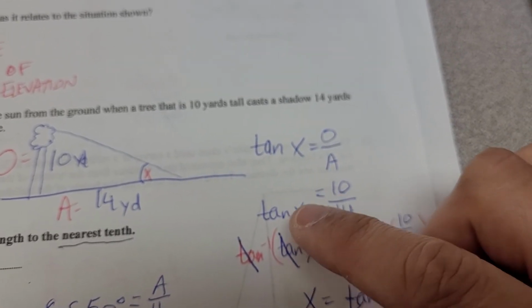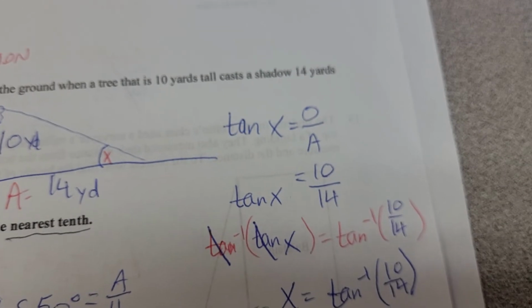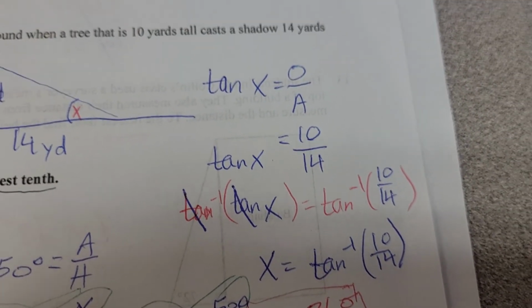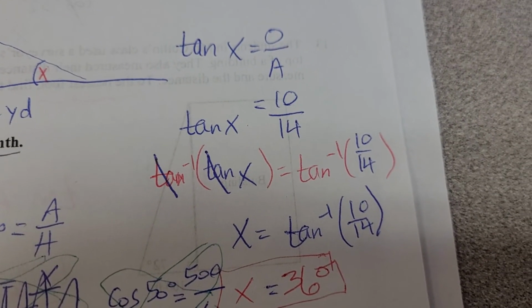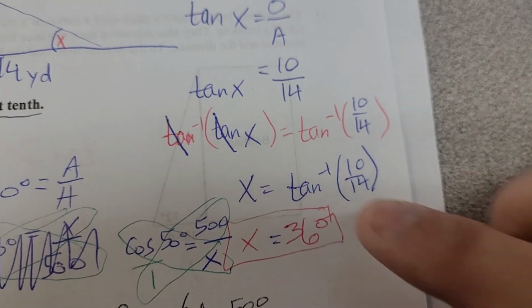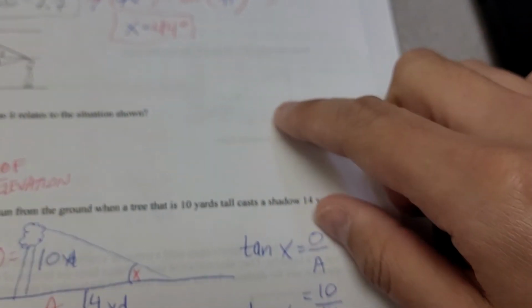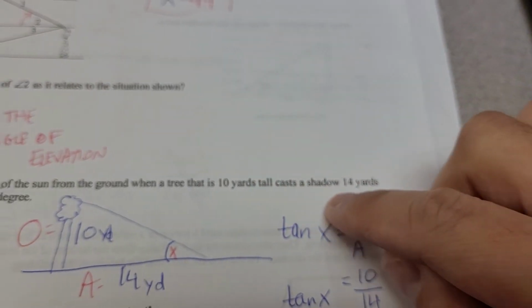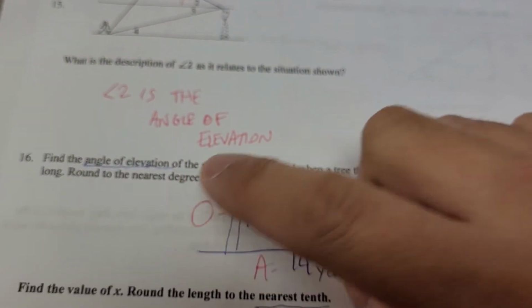And then from here, I just want the x. Remember, I'm looking for my angle here. So inverse tangent of both sides. I'm going to get x equals inverse tangent of 10 over 14, which is going to be 36 degrees. Remember, here we wanted it to the nearest degree.